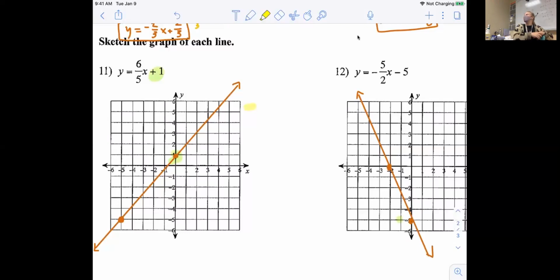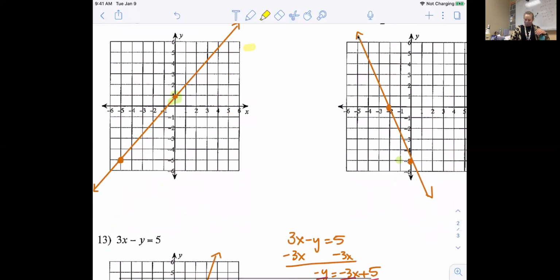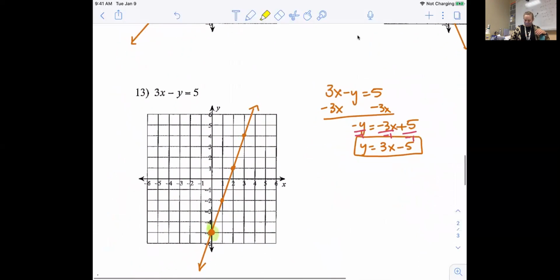On both of these, I had to go down and then in a direction. I ran out of space going up and then to the right for the first one, so I had to go down and to the left. And then for number 12, I went down and to the right to make it a negative slope. Any questions on those?